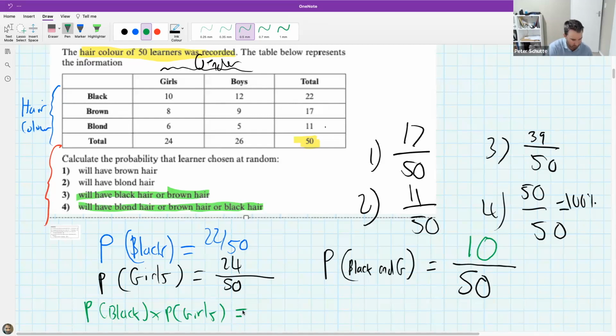I'm going to use my calculator, and decimals tend to work better because it's easier to compare. So 22 over 50 times 24 over 50. I don't know if you agree with me at home, but check it. I get 0.21. Okay, I'll round off to 0.21. What do we get here for 10 over 50? Well, that is going to be 0.20.